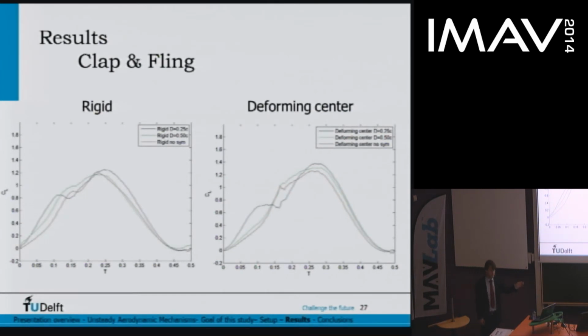However, you can see for the deforming center case, this interaction happens way earlier, but it also takes a lot longer. And this is due to the shielding of the wing between the two vortices. It limits the interaction, but only after the interaction is complete can the lift start to build again. So in this case, the fact that the interaction is made so difficult actually hinders the lift buildup. So the effect of clap and fling is reduced.